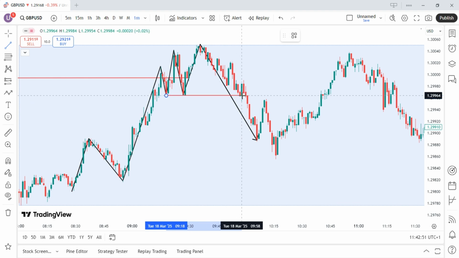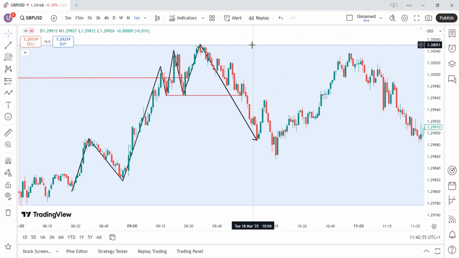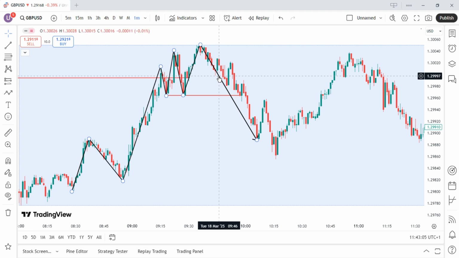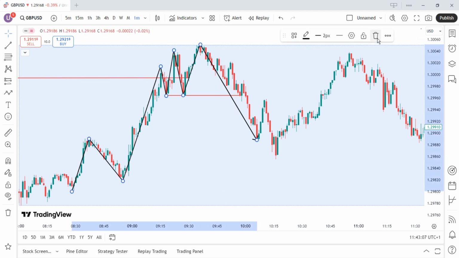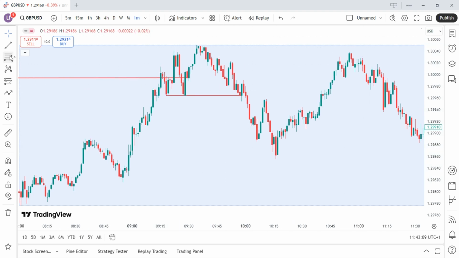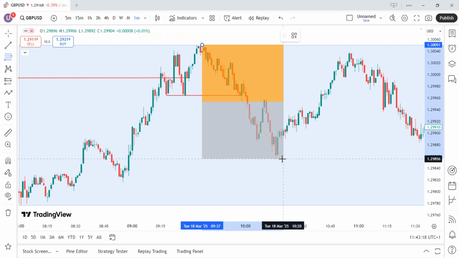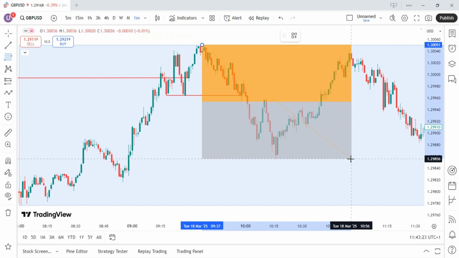Now, what next we have to do is to start looking for entries from this zone down to this zone. So you can use our Fibonacci tool. Let's pull out our Fibonacci tool from swing high here to swing low, and the swing low ended at this place. You can see this Fibonacci tool is divided into two.